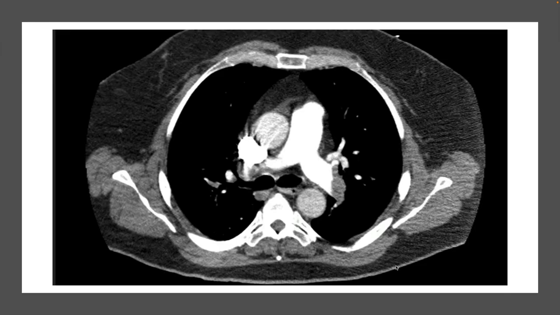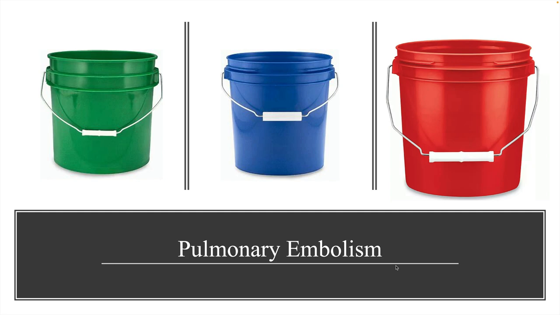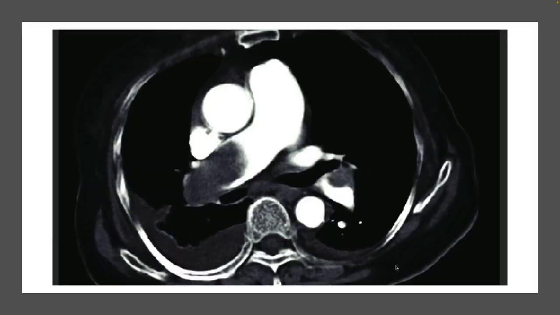These next size PEs are going to be our massive PEs. On this CT scan, there's actually bilateral PEs, so both in the right and left pulmonary artery. And you can tell that that right pulmonary artery is dilated, and there's kind of a backup of blood all the way into the right ventricle if we were to look at it on this CT scan.